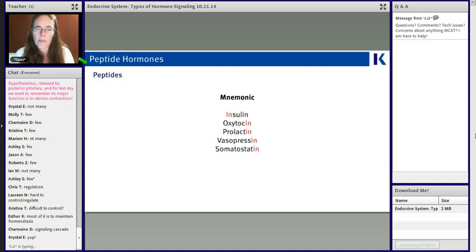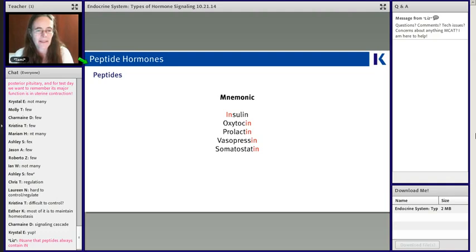So let's look at a couple. Insulin, oxytocin, prolactin, vasopressin, somatostatin. This is nice. We've got this. Are there exceptions? Of course, there are always exceptions. A couple of the exceptions that you need to know are going to be ACTH, adrenocorticotropic hormone, and glucagon.